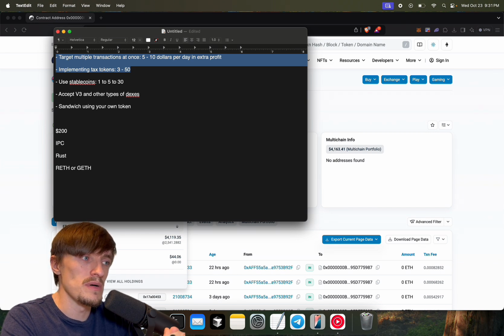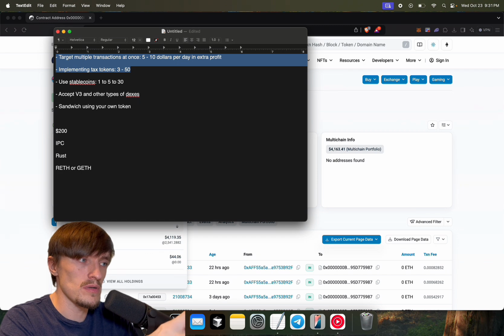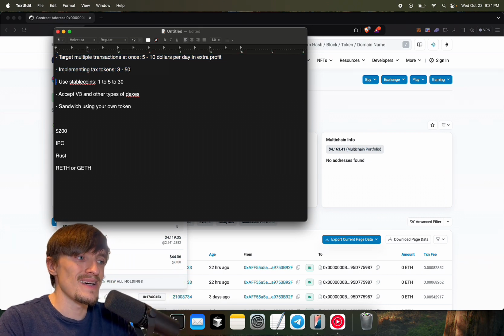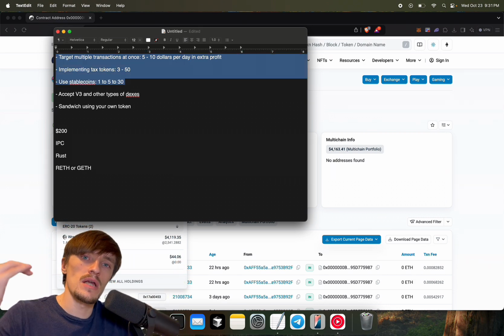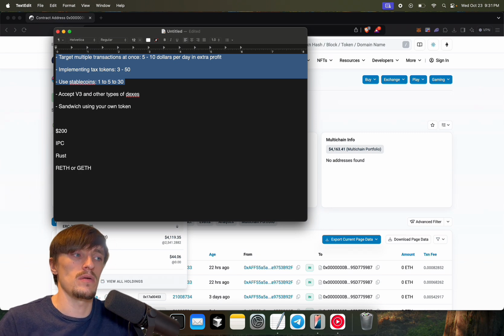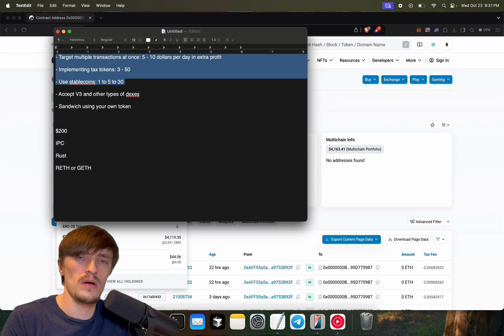scaling your strategy by combining multiple techniques that allow you to grow faster, like being able to sandwich multiple transactions at once, considering tax tokens and using stable coins at once. That puts you in a much higher level. You get so many more bundles because you have those three things, and they are more profitable, so you can make way more money on your sandwich bot. We're talking $100, $1,000 a day or more.